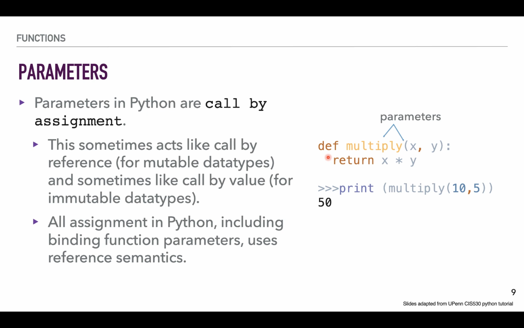Function parameters in Python are passed using call by assignment, meaning it acts as call by reference for mutable data types such as lists, and like call by value for immutable data types such as strings. All assignments in Python use reference semantics. The code here shows a function that finds the product of two values passed as parameters. Then the value is returned.